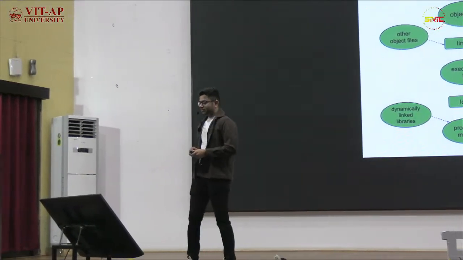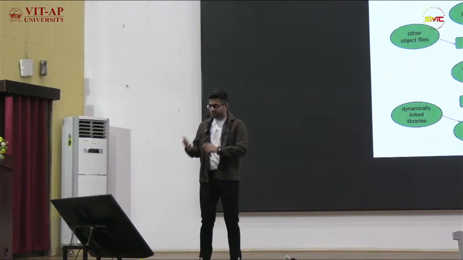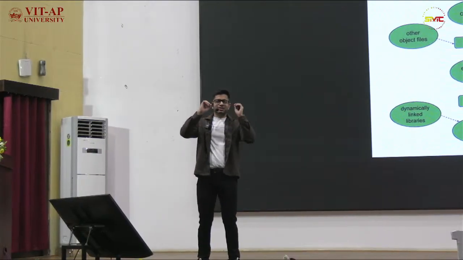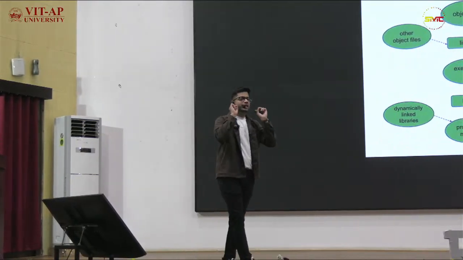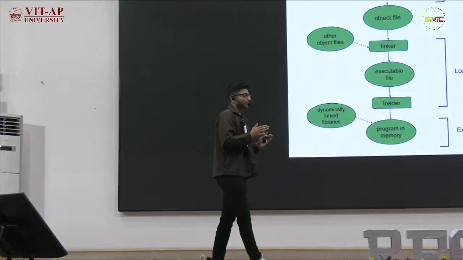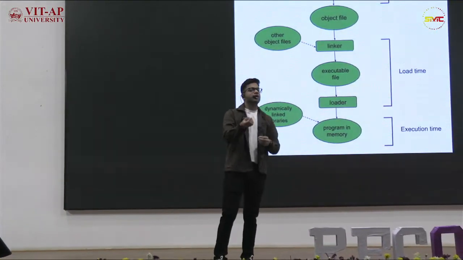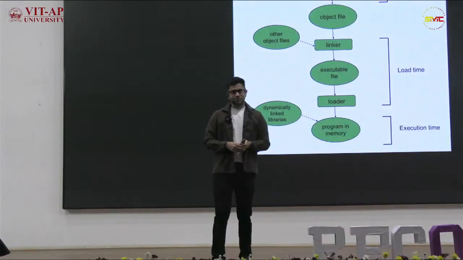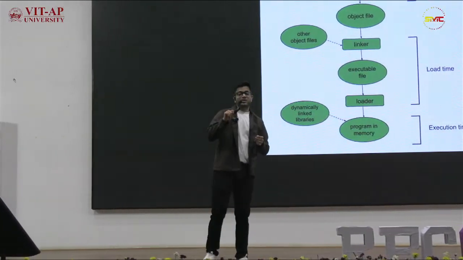When the compiler compiles your program, it creates an object file. That object file has so many voids, so many missing pieces, because it doesn't know the definitions of functions you have included but haven't defined. So those definitions, where will they be?